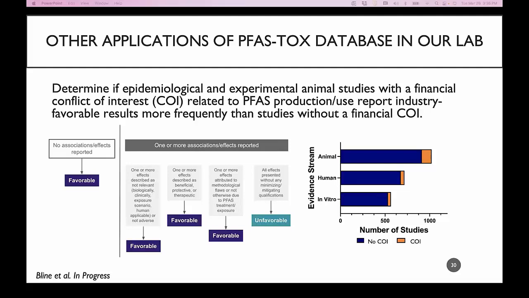And we are defining favorable. This is still a work in progress, and we're still making these determinations. But as of now, we're defining favorable as studies which either report no associations or effects, or downplay the importance of effects that are reported by, say, writing them off as due to methodological flaws or something like that.